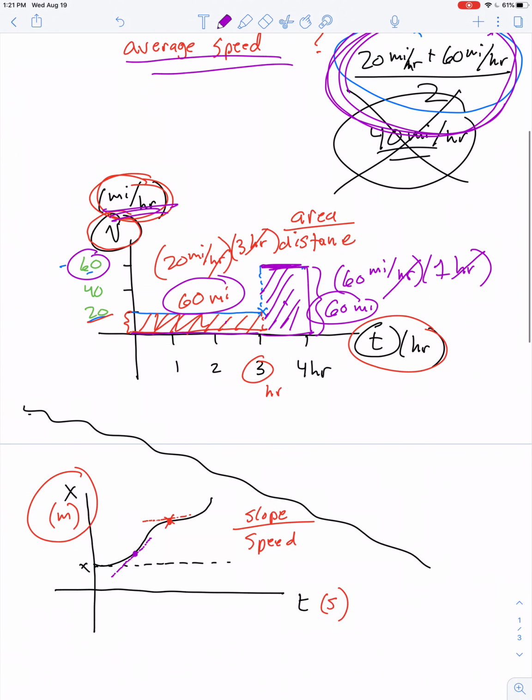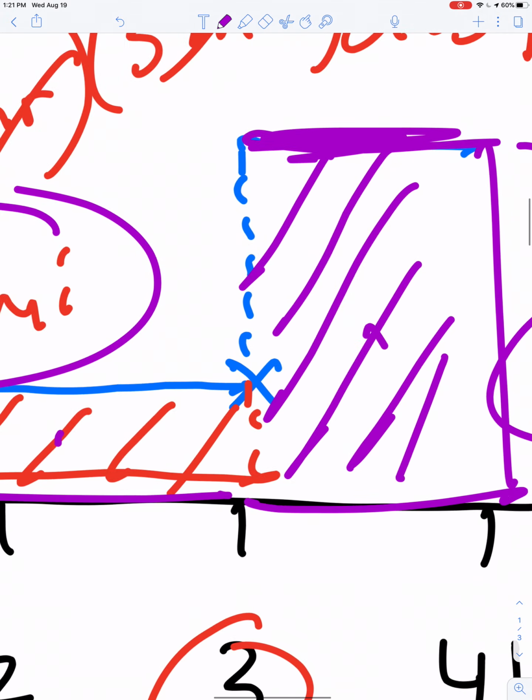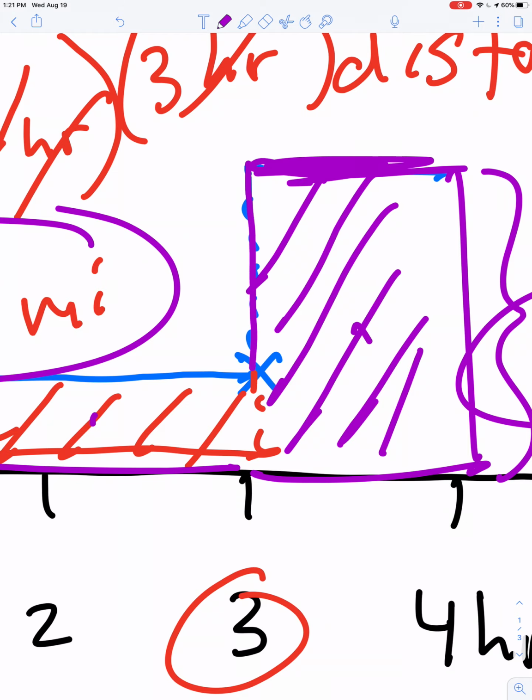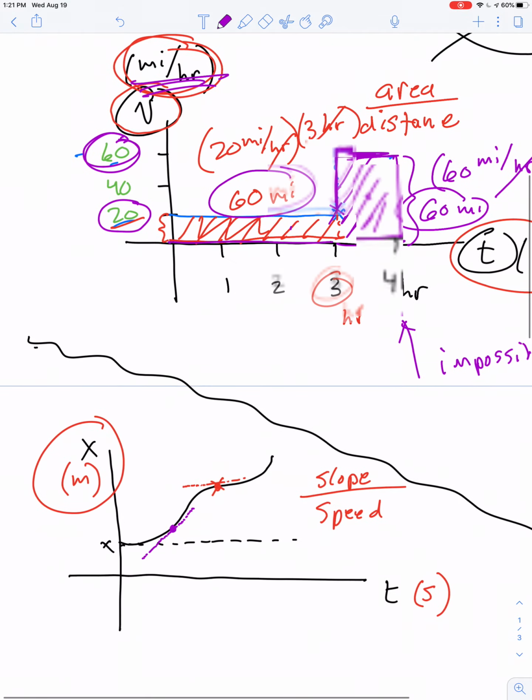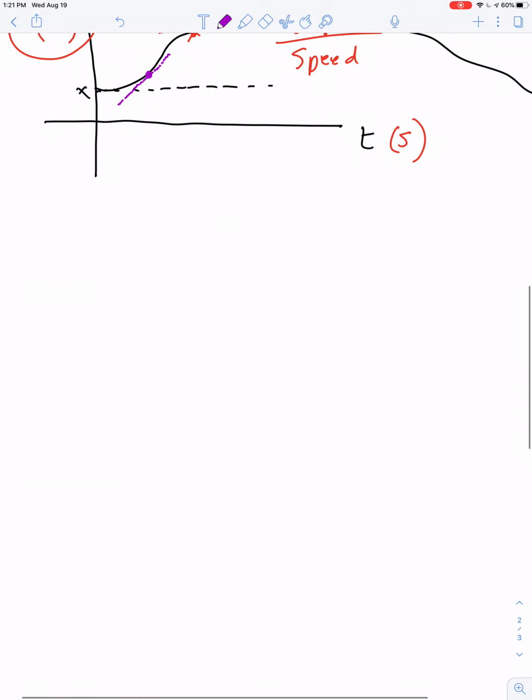So, this is an impossible situation because there's an acceleration that takes place. There's an increase in speed from 20 miles per hour to 60, but if we zoom in, it seems like that increase happened at one single instant in time. In reality, the graph would actually have to look something like this.